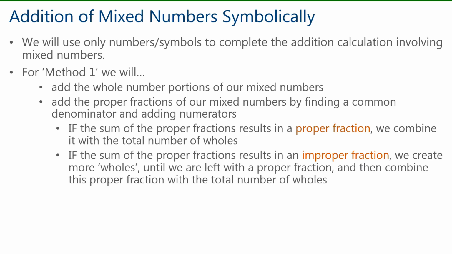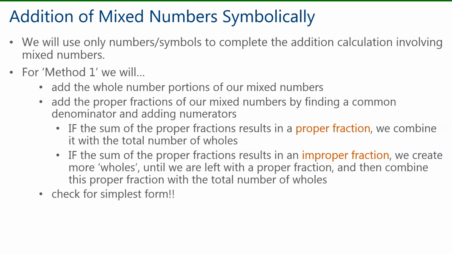Then we have a couple of things to consider. If the sum of the proper fractions results in a proper fraction, we combine it with the total number of wholes. If the sum of the proper fractions results in an improper fraction, we create more wholes until we are left with a proper fraction, and then combine this proper fraction with the total number of wholes. And as always, check for simplest form.